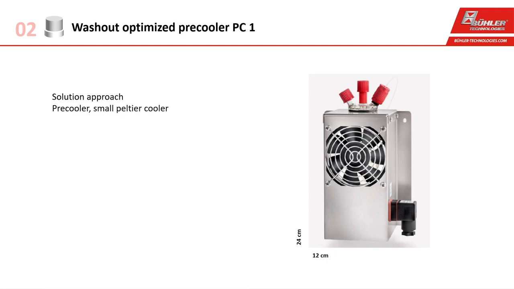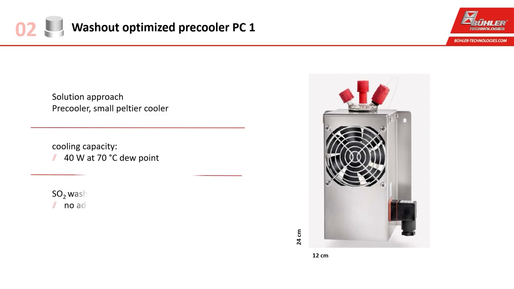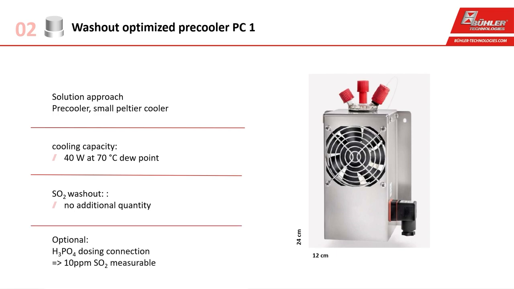The solution approach for a system certification with TÜV is to use a small Peltier-type sample gas cooler and use the PC1 for the extreme conditions. The PC1 has a relatively high cooling capacity of 40 watts. Nevertheless, it can reach the high dew point of 70 degrees centigrade, which is required for TÜV certifications. Due to the optimized heat exchanger, no additional SO2 is lost in the pre-cooler PC1. The optional acid dosing with a PC1 can assist to reach SO2 levels of less than 12 ppm.